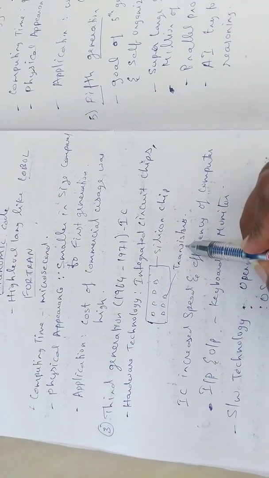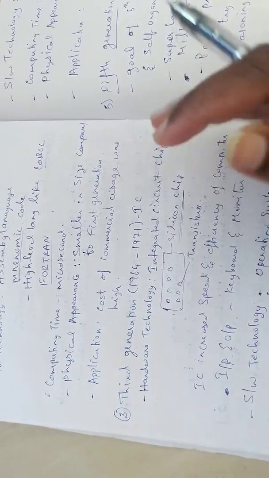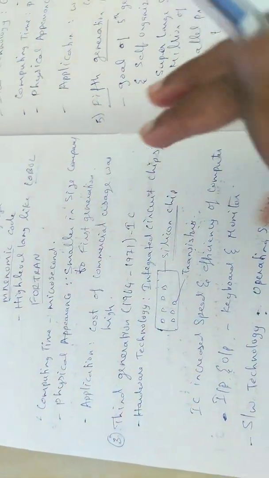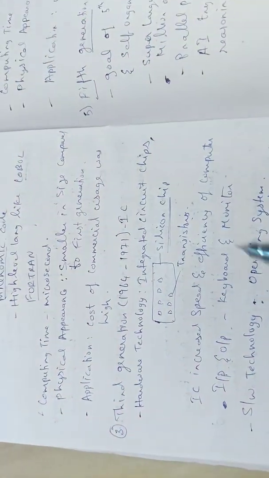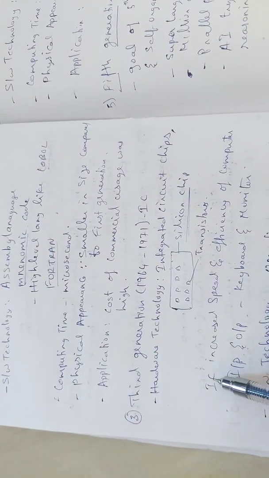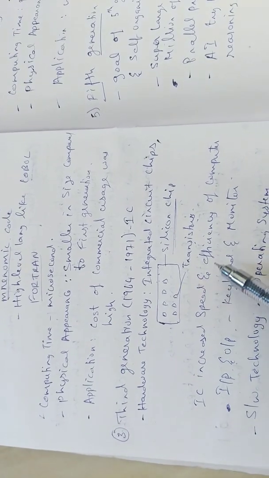Many transistors have been integrated into a single chip called a silicon chip. One or two chips are enough to make a circuit. So in that way the evolution came. Through this IC, meaning integrated circuits, it has increased the speed and efficiency of the computer.